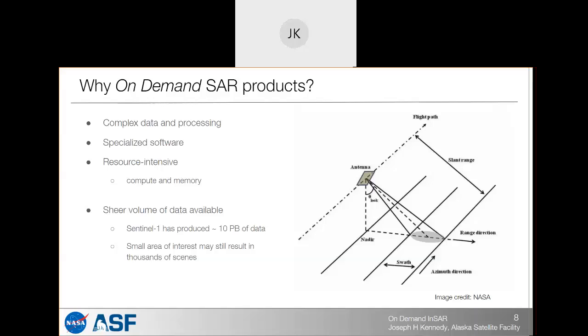The sheer volume of data available is rather large. Sentinel-1 has produced over 10 petabytes of data since the start of its mission in 2014. And so a small area of interest may still result in many thousands of scenes, especially if you're looking back in time.